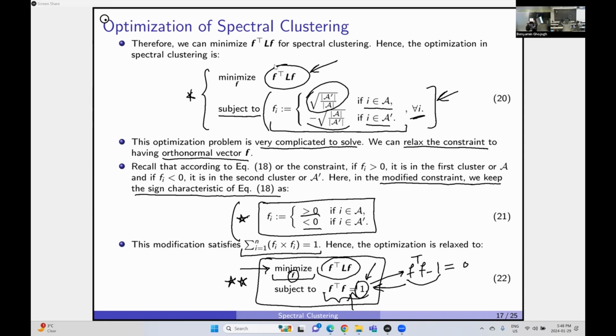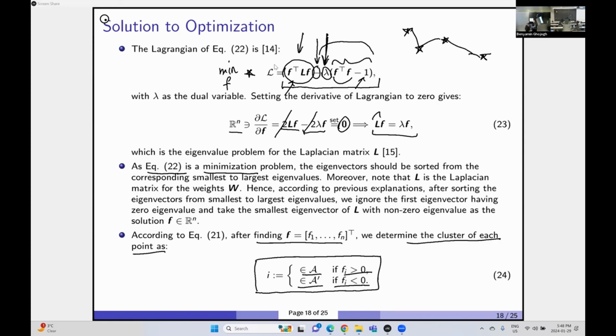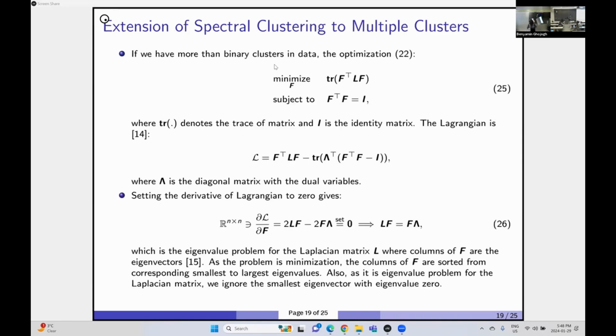Right? So now the question arises. What if we have more than two clusters? So far, we assume that we have two clusters, A and A prime, right? So let's talk about it. Extension of spectral clustering to multiple clusters. If we have more than binary clusters in data, the optimization would become this.